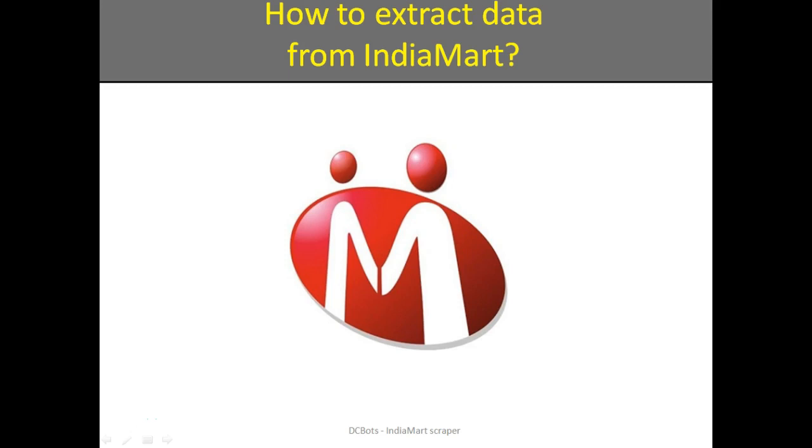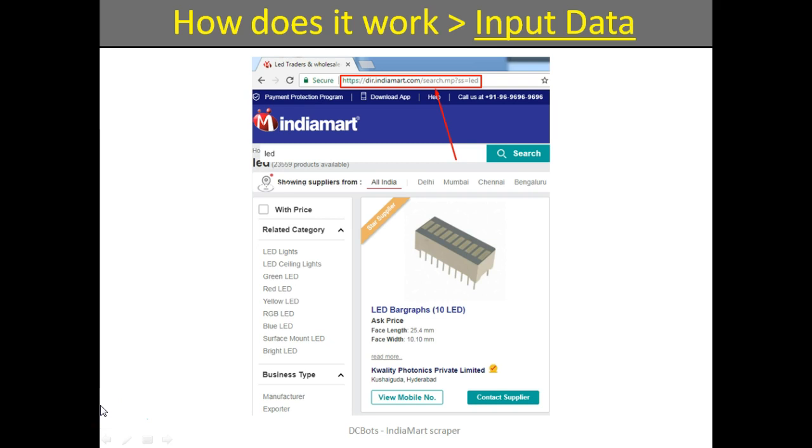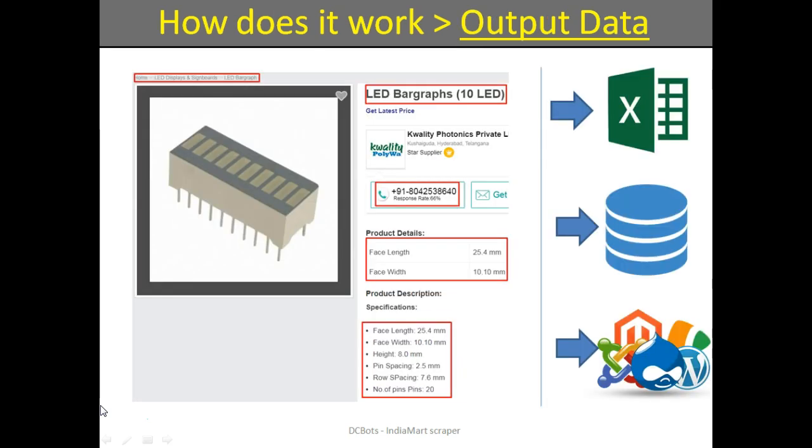Now you will see how to scrape leads and product information from IndiaMart using our solutions. How does it work? As input data, you set the item listing link. Then just launch the data extraction process in IndiaMart software. Finally, you receive vendor contacts, product information and other essential data on items.